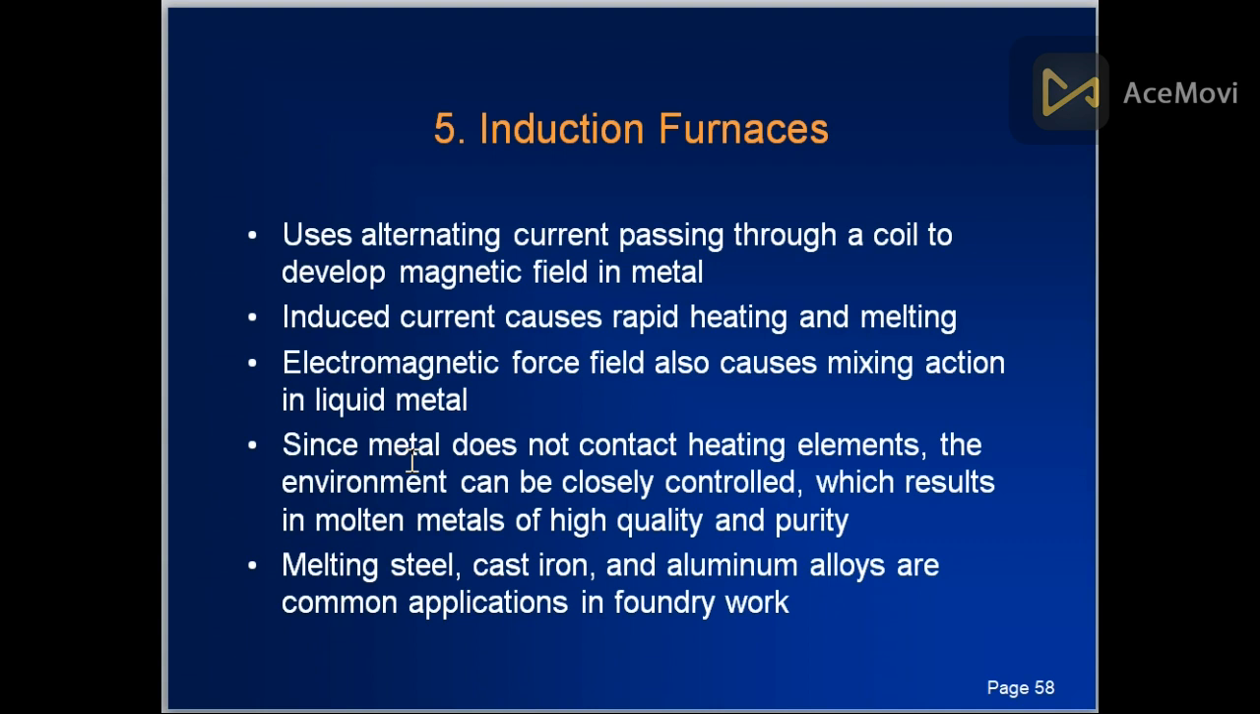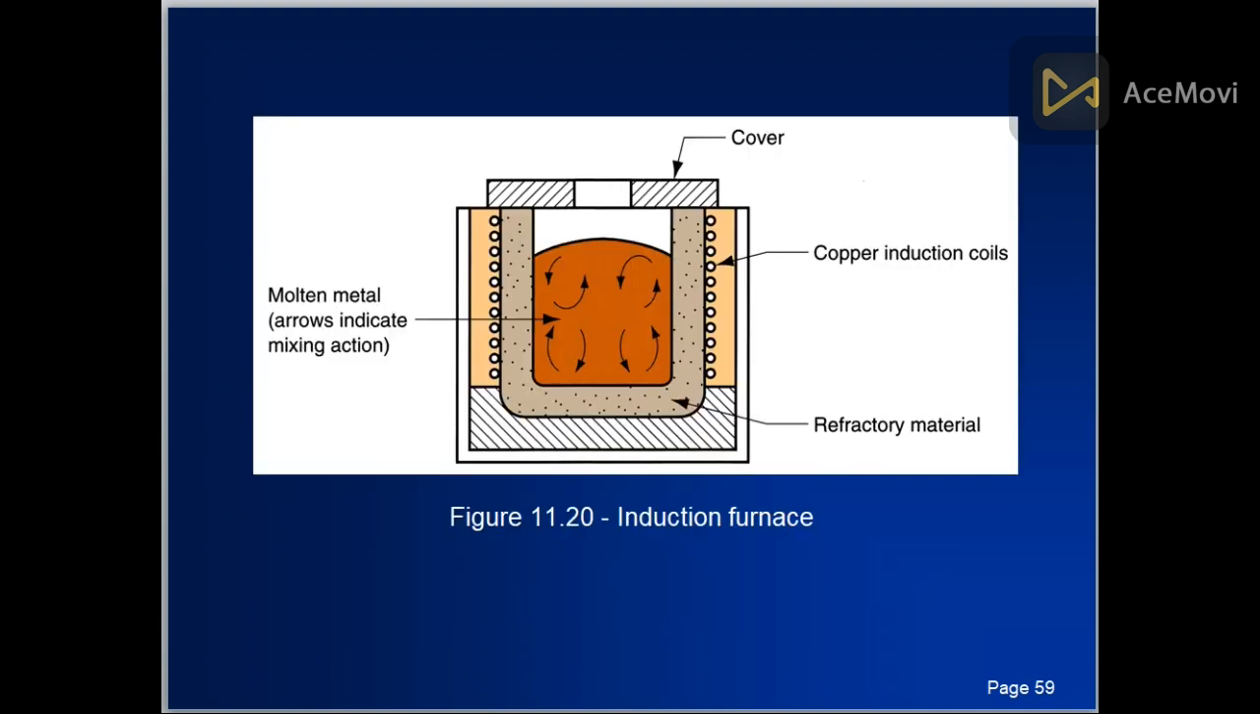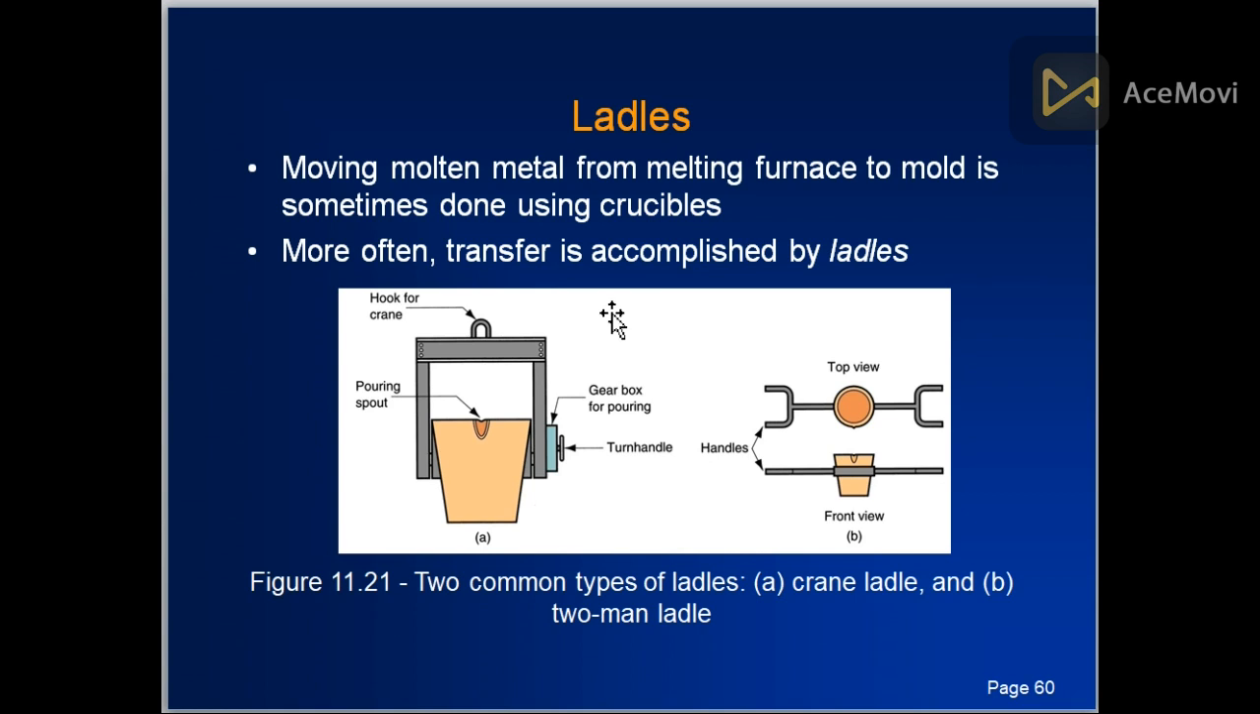Since the metal does not contact the heating element, the environment can be closely controlled, which results in molten metal of high quality and purity. This is of good use. This is basically the process: copper induction coils, refractory materials, molten metal, and arrows indicate the mixing action. This is because of the induced current.